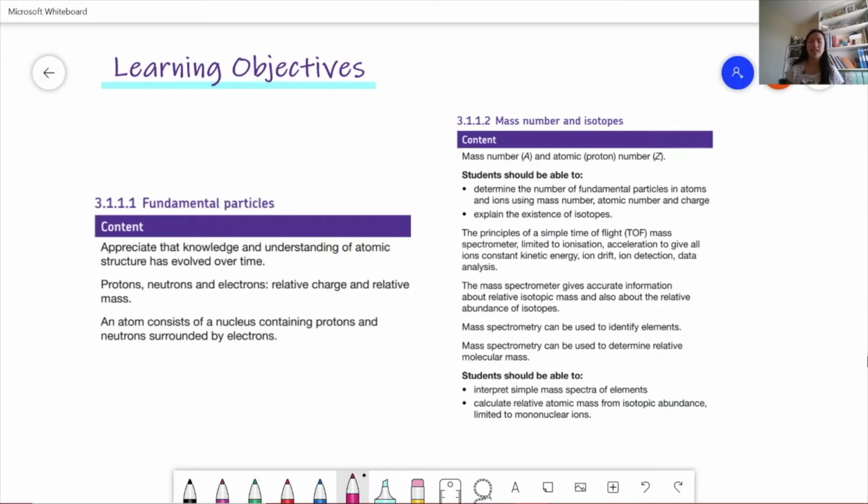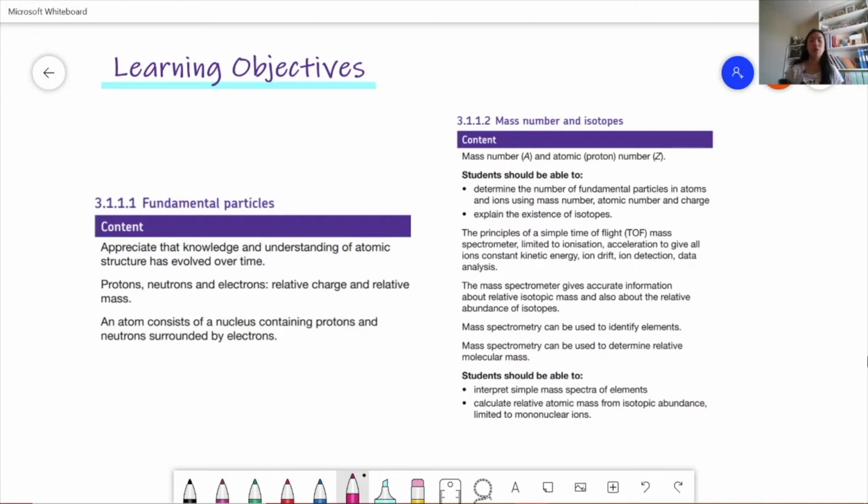Here are today's learning objectives. So the first topic we're going to look at is fundamental particles, and we're going to appreciate that knowledge and understanding of atomic structure has evolved over time, and that protons, neutrons and electrons are subatomic particles. We're also going to look at their relative charge and relative masses, and then how an atom consists of a nucleus containing protons and neutrons which are surrounded by electrons.